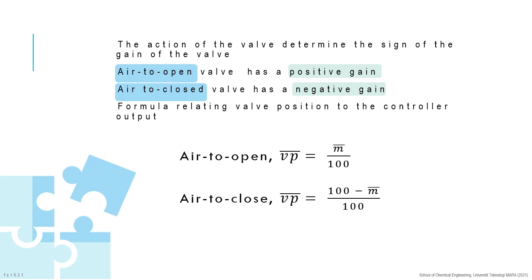This is easy to see from the following formula relating the valve position to the controller output. The valve position formula for air to open is equal to m divided by 100, whereas for air to close it is equal to (100 minus m) divided by 100. These formulas relate the steady-state values of the variables. They do not consider the dynamic response of the actuator.